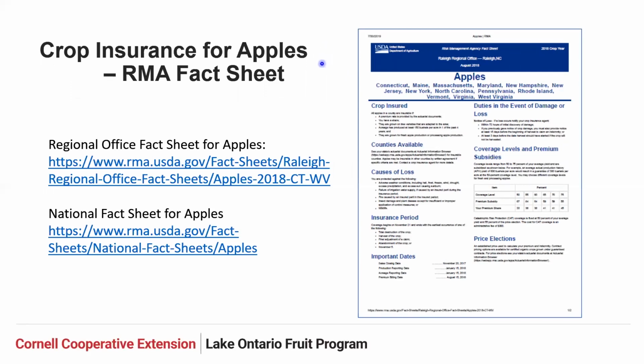The RMA Fact Sheet. The best guide for understanding crop insurance for apples is the RMA Fact Sheet. I recommend downloading the Regional Office and National Office Fact Sheet for apples. The Regional Office Fact Sheet is at this link, and the National Fact Sheet for apples is at this link. An image of the Regional Fact Sheet is on the right. It is from the Raleigh, North Carolina RMA office. This contains specific facts for states in the northeastern United States, including New York State.